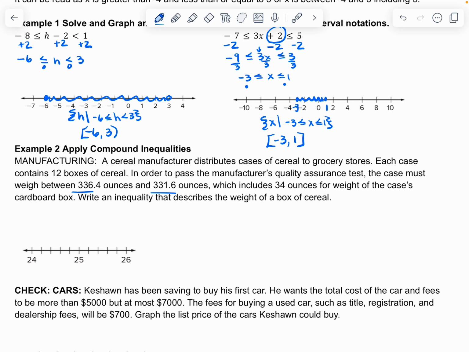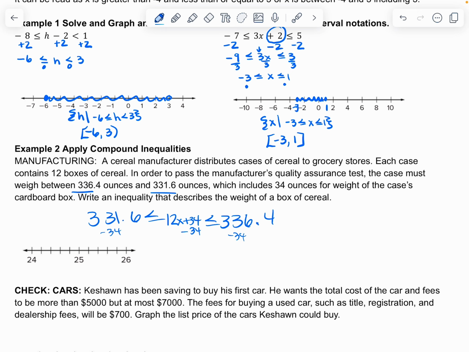So we know it has to be between 336.4 and 331.6. Has to be between those. Okay? So there are 12 boxes inside. So 12 times the weight, plus you have 34 ounces for the box. The box weighs a certain amount. So I have to subtract 34 on both sides, or I should say on all three sides.